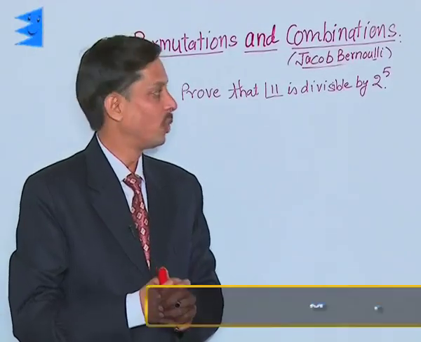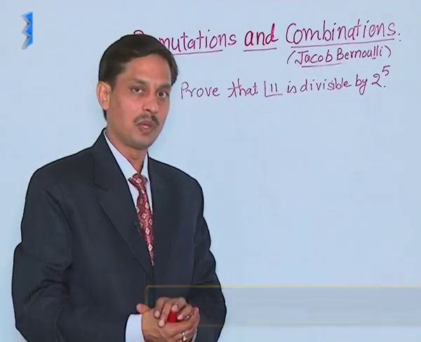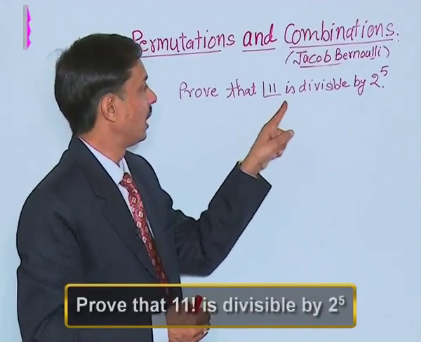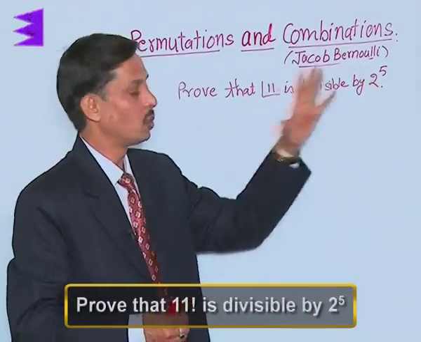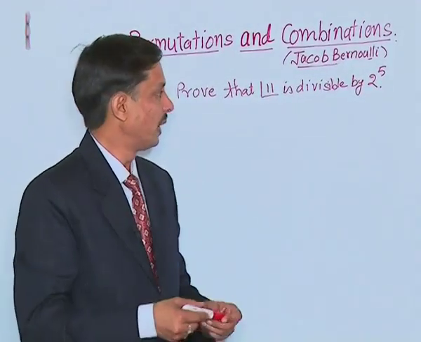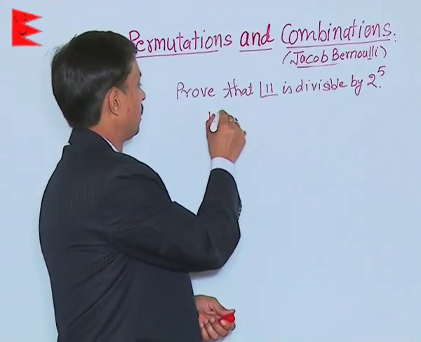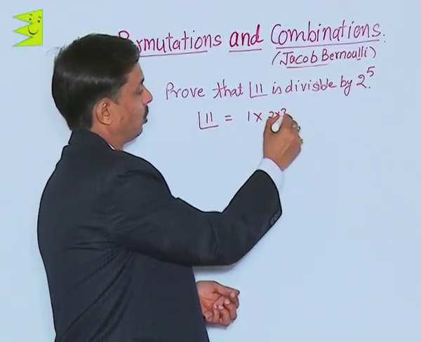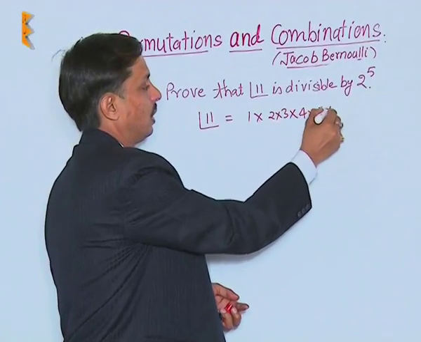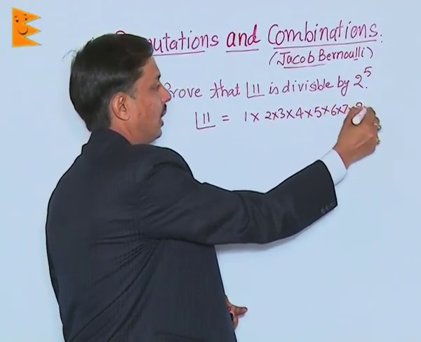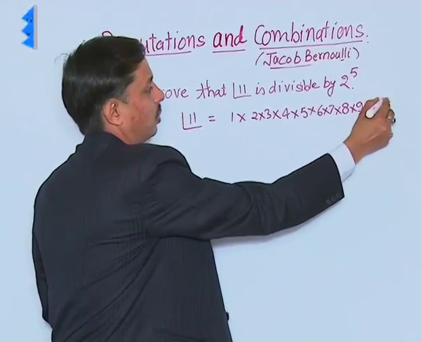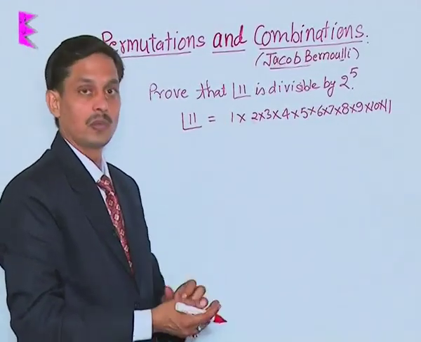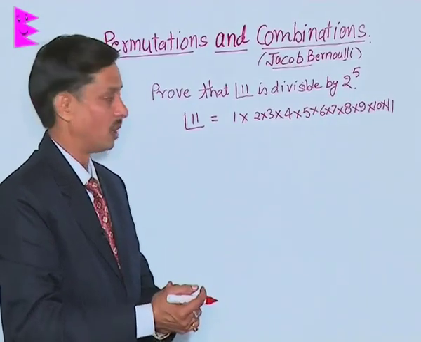Now I want to give you one more example, which is again related to the problems of factorial general expansion with some trick. Prove that factorial 11 is divisible by 2 to the power 5. In order to prove it, first of all, I will write the expanded notation of factorial 11, which is 1 into 2 into 3 into 4 into 5 into 6 into 7 into 8 into 9 into 10 into 11. That is usual. Whatever the factorial is, it is the product of that many consecutive natural numbers.